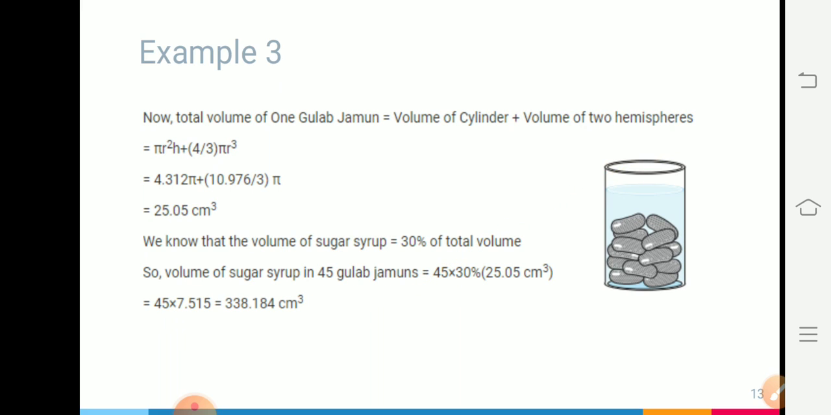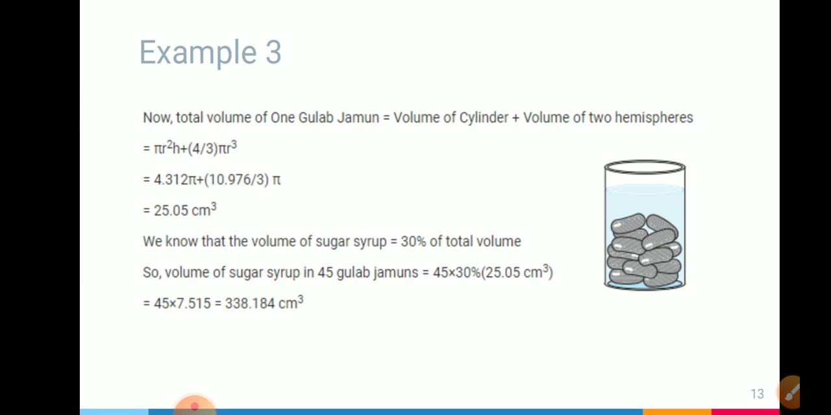So the total volume of one gulab jamun will be the volume of the cylinder plus the volume of two hemispheres. So put the formula, substitute the values and you get 25.05 centimeter cube. So you know that the volume of the sugar syrup is 30% of the volume. So we'll find out the volume of the sugar syrup in 45 gulab jamuns. So 45 into 30% of 25.05 will give you 338.184 centimeter cube.